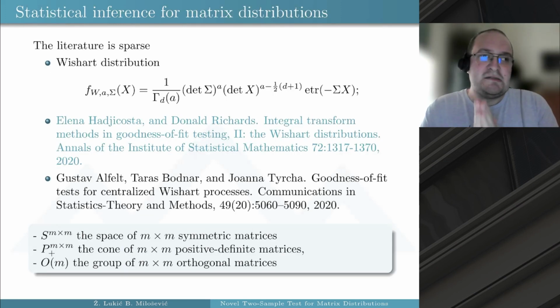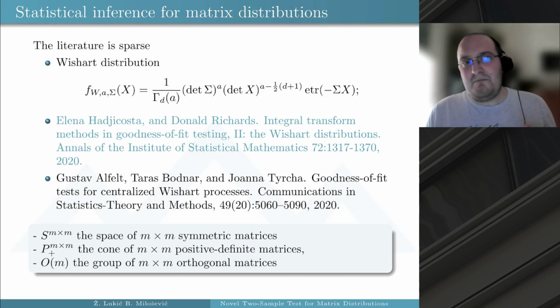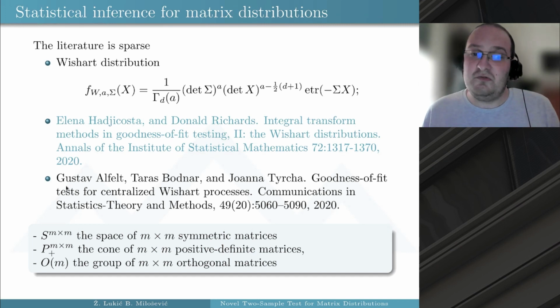Now it's time to go to the matrix case. Quite naturally, we started investigating it, and we found that the literature in the matrix case is rather sparse compared to the one-dimensional case. In 1D, you have many tests and many approaches, while in the matrix case, for example, for the well-known Wishart distribution, you have only two references, which are quite new, from 2020.